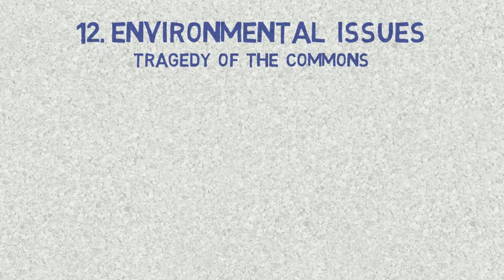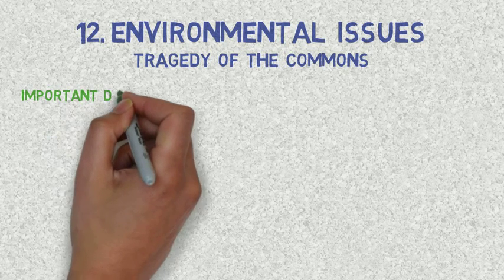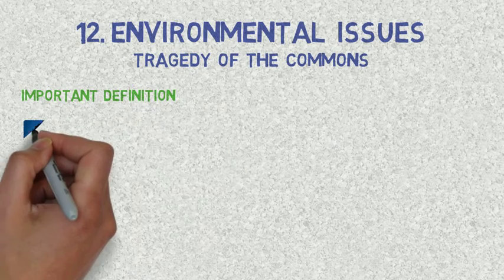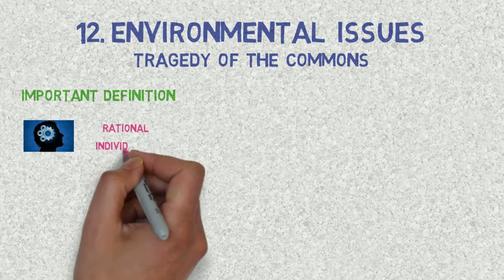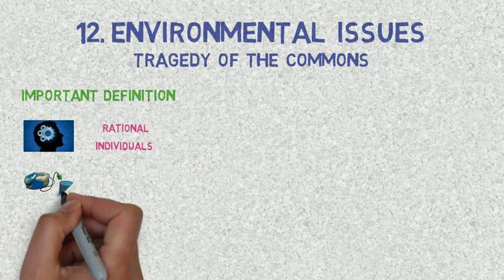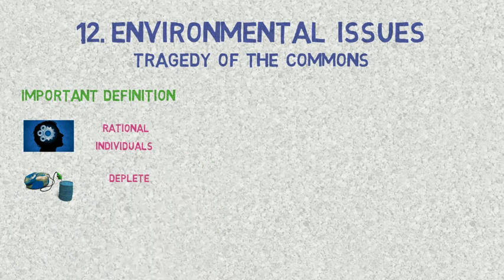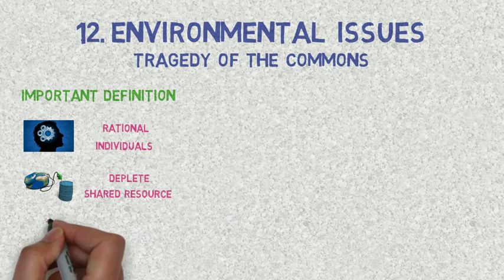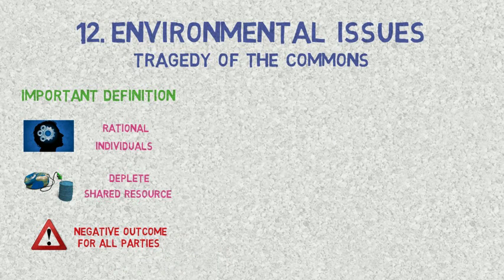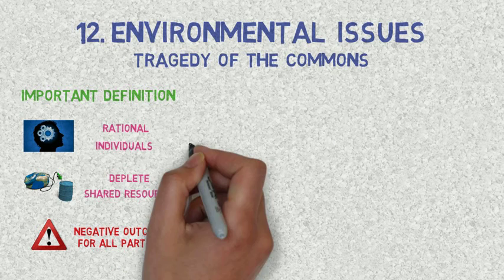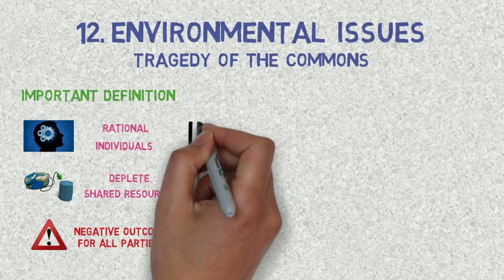The so-called tragedy of the commons is often one of the major causes of environmental problems. This term refers to a situation in which a group of individuals, acting rationally, and in their own self-interest, deplete a shared limited resource, resulting in destruction of the resource and a negative outcome for all parties. The classic case of this phenomenon is the overgrazing of public-owned land.